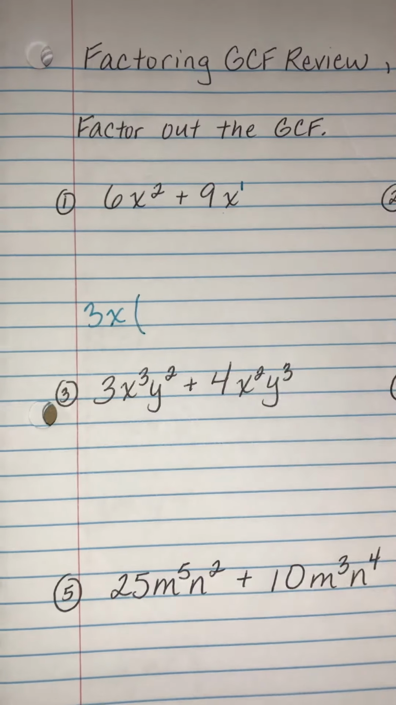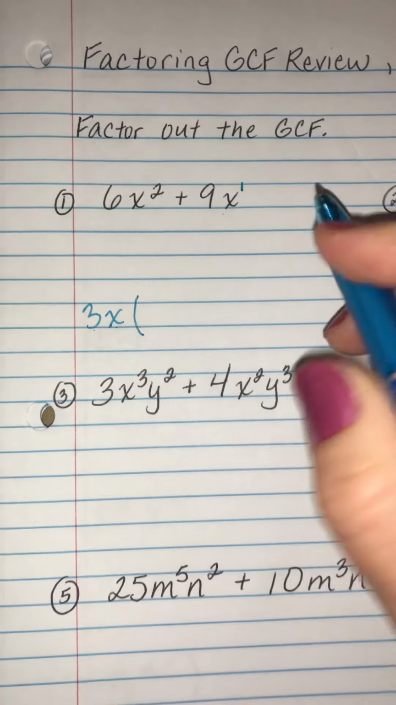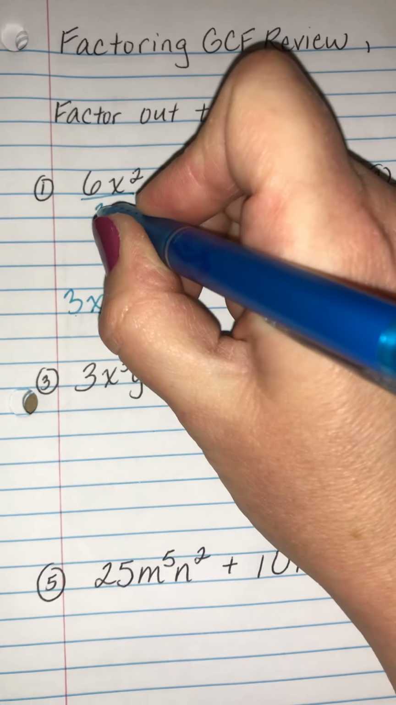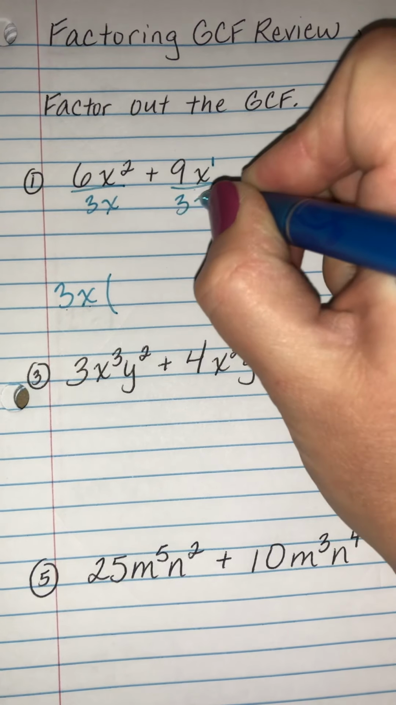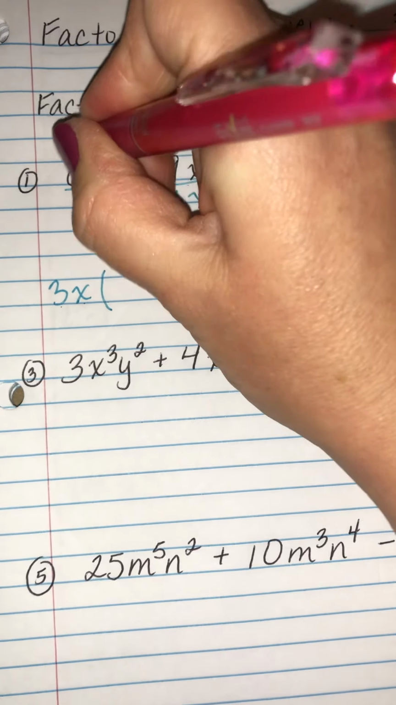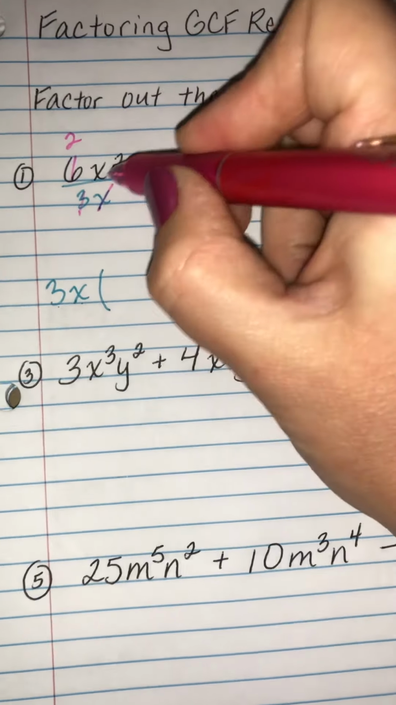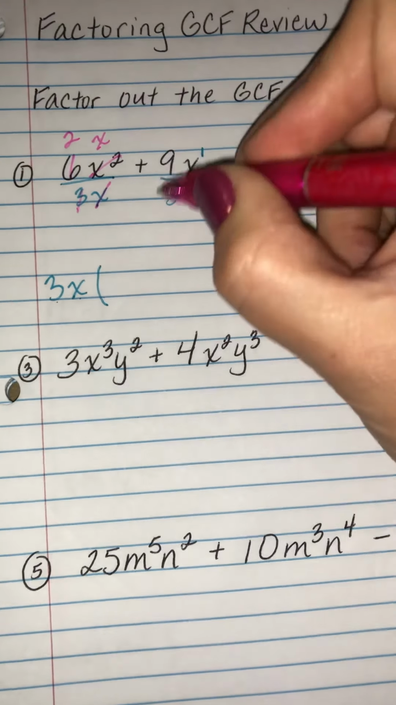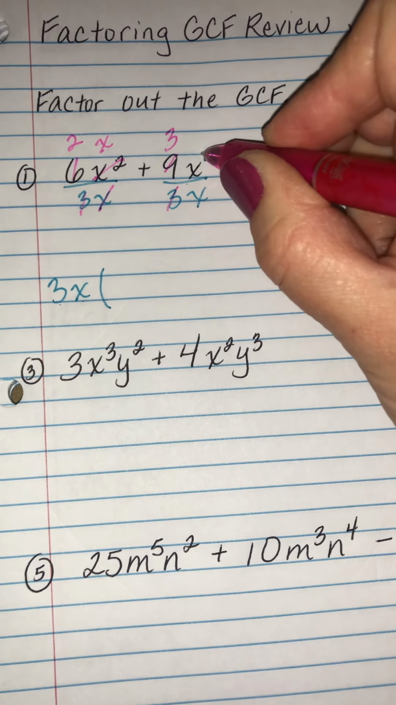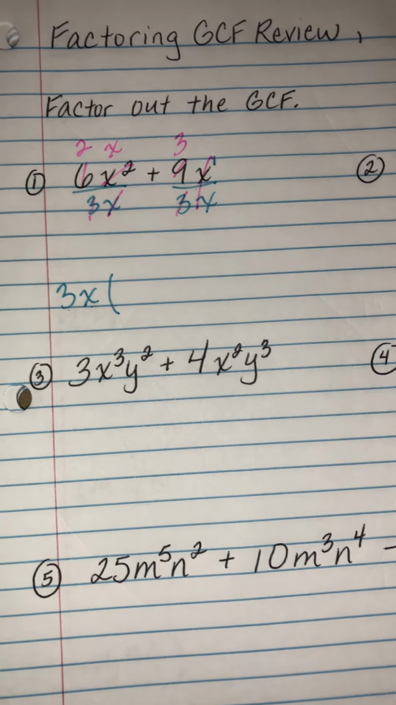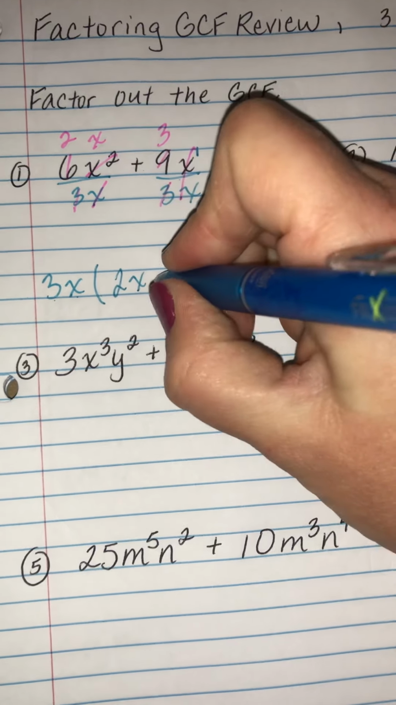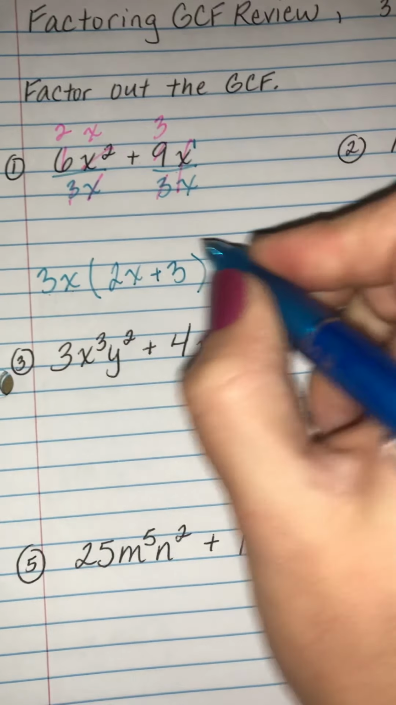So my GCF is here, 3x, and then I'm going to open parentheses, and the way we figure out what goes in the parentheses is we divide all the terms by 3x. 3 goes into 6 2 times. The x cancels out on the bottom, leaving me with just x to the 1 on top. 9 divided by 3 is 3. 3 goes into 9 3 times. And then these x's divide out right there. So what I have left is 2x plus 3. And that is factored form.